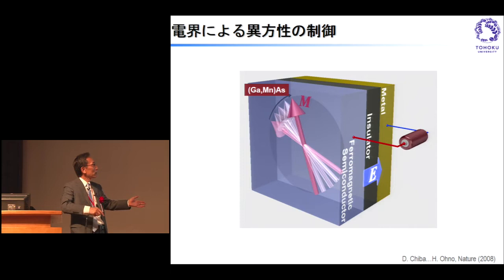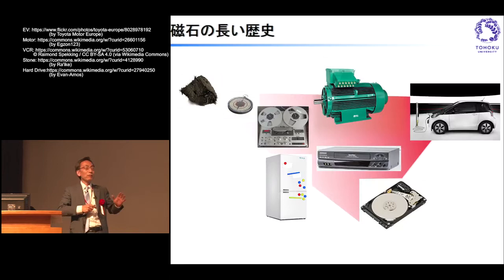And this is the extension study. By applying different voltage, the orientation of the magnet can also be changed. I won't go into detail. So the orientation of the magnet can be changed by the electric field, and with low energy, we are able to change the orientation of the magnet. This is still an ongoing project, but in the future, this could be used in LSI as a device. And thinking about magnets, of course, magnets have a long history.